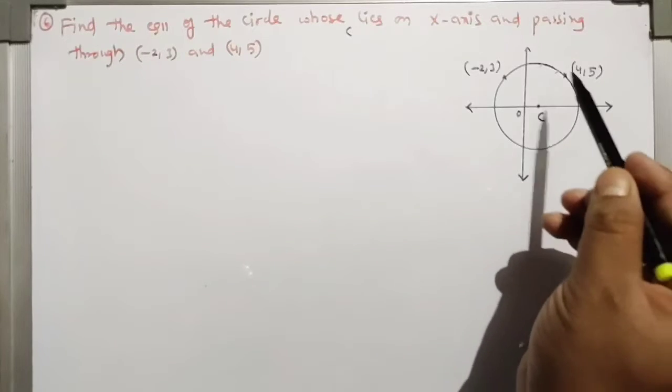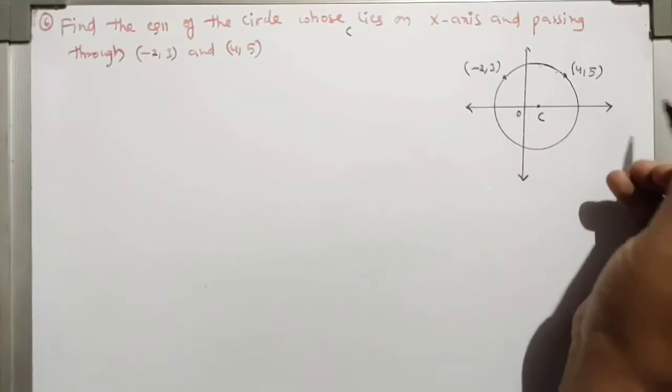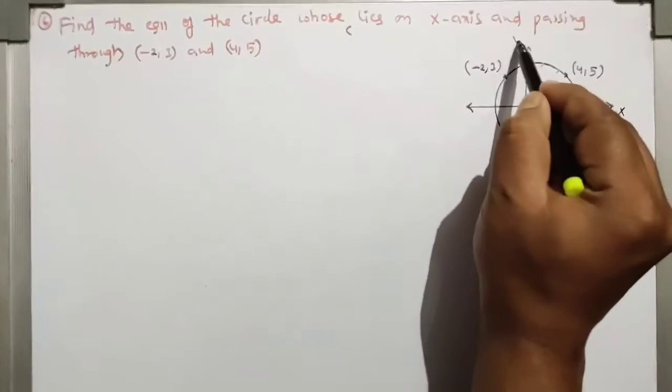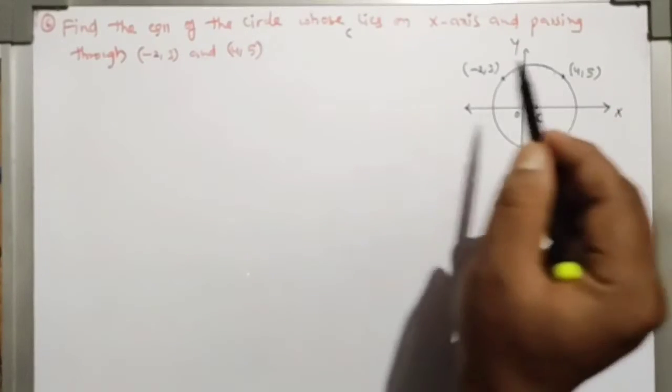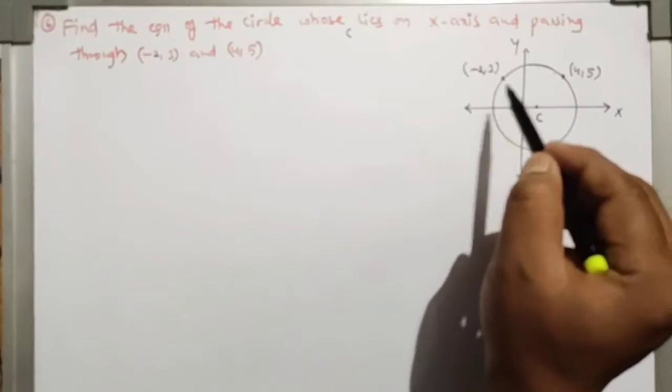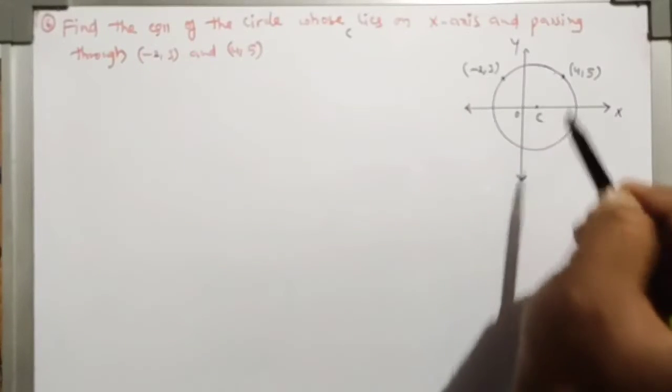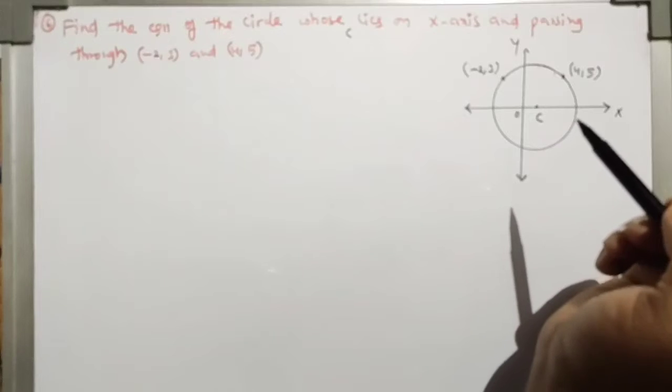This is the circle. These are the axes: this is the x-axis and this is the y-axis. This is the origin, and on the x-axis there is the center of the circle, and the circle is going through the points minus 2 comma 3 and 4 comma 5. So we have to find its equation.